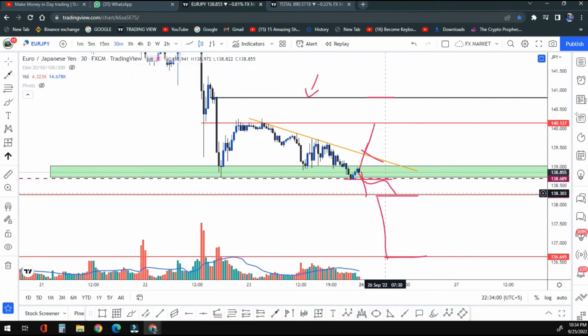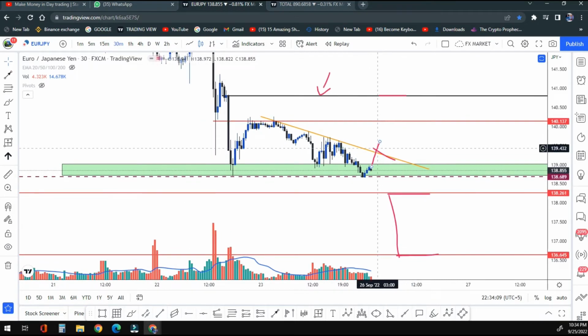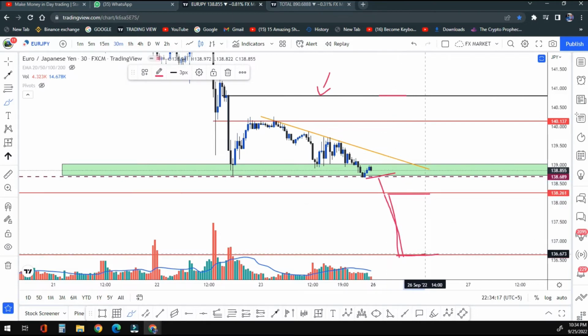First of all, I will remove this whole drawing area. You can see that I was telling that if the EURJPY breaks this level of support, then you go short for the target of this, and if it breaks this level, then you go short for the target of this.